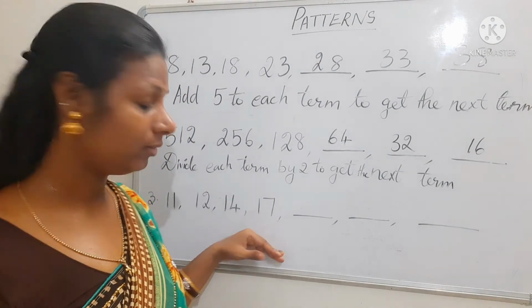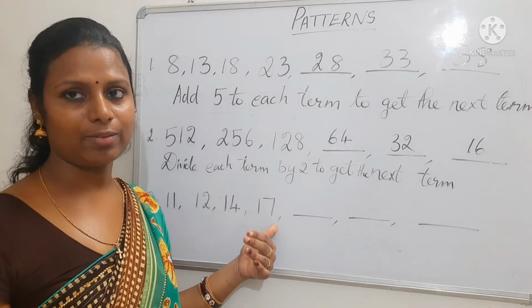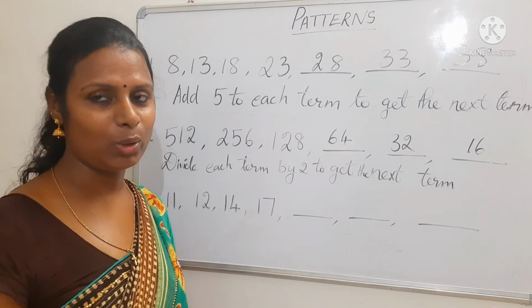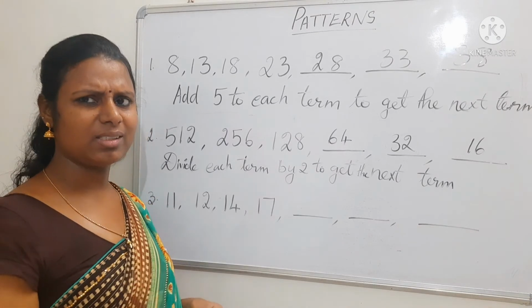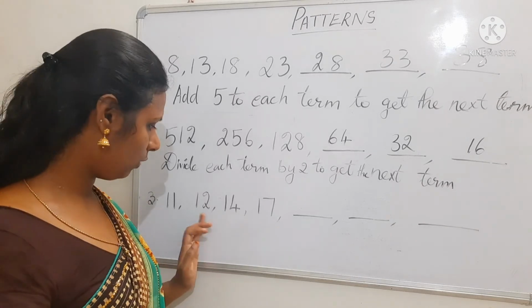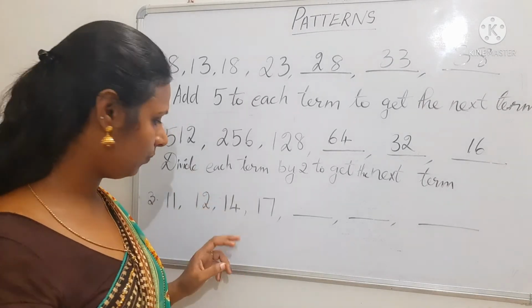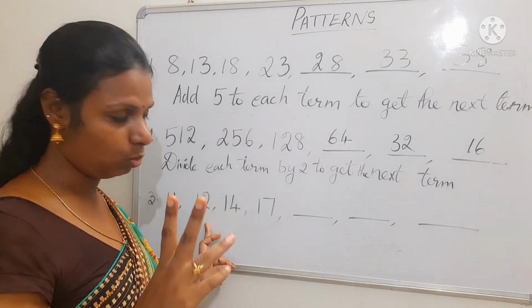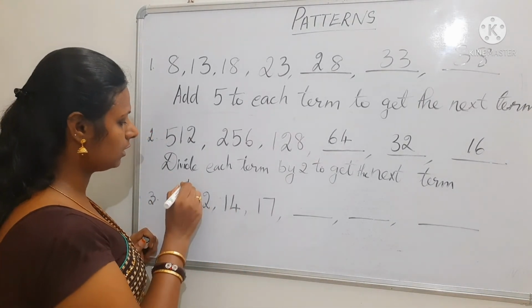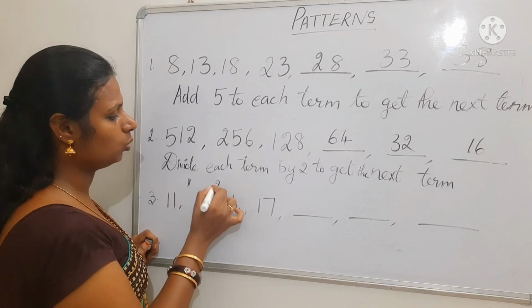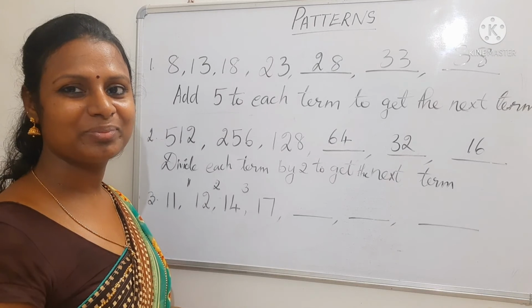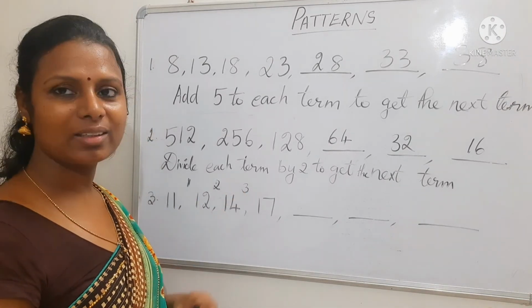Okay, see the next one: 11, 12, 14, 17. That means increasing. This can be addition or multiplication. So let us first see the difference. 12 minus 11 means 1. ठीक है, 12 से 11 को माइनस किया तो 1 मिला. 14 minus 12, 2. 17 minus 14, 3. That means for these two the difference is 1, for these two the difference is 2, for these two the difference is 3.